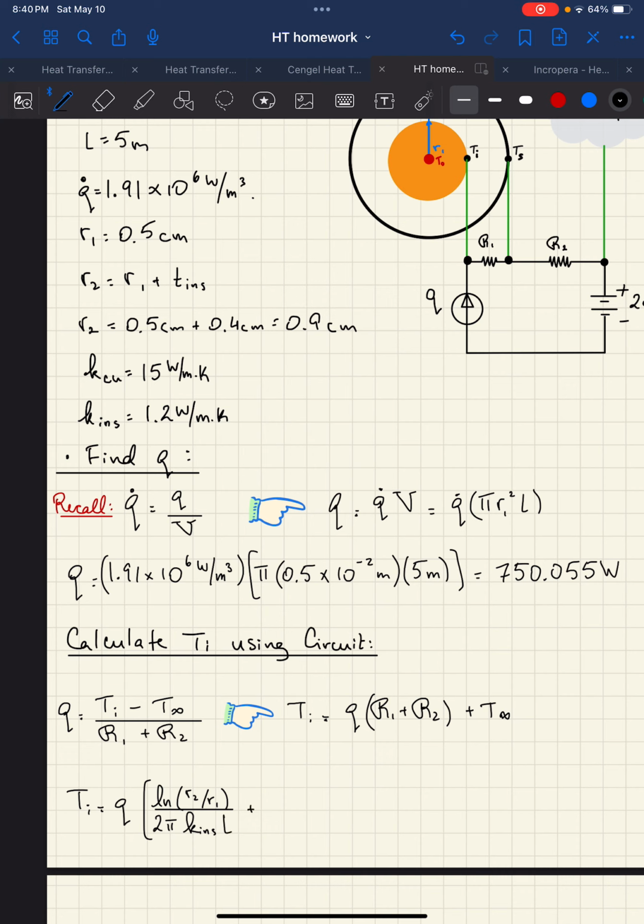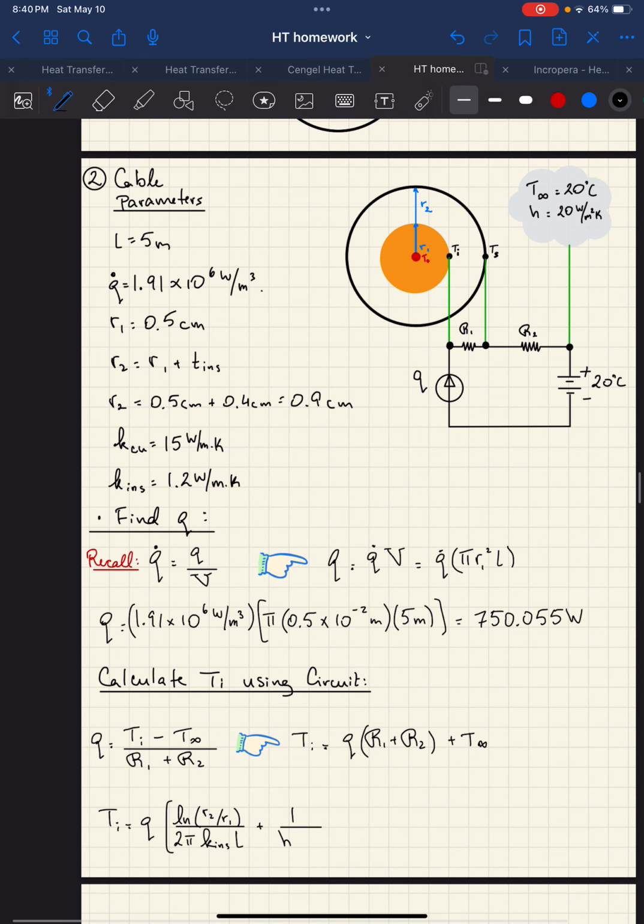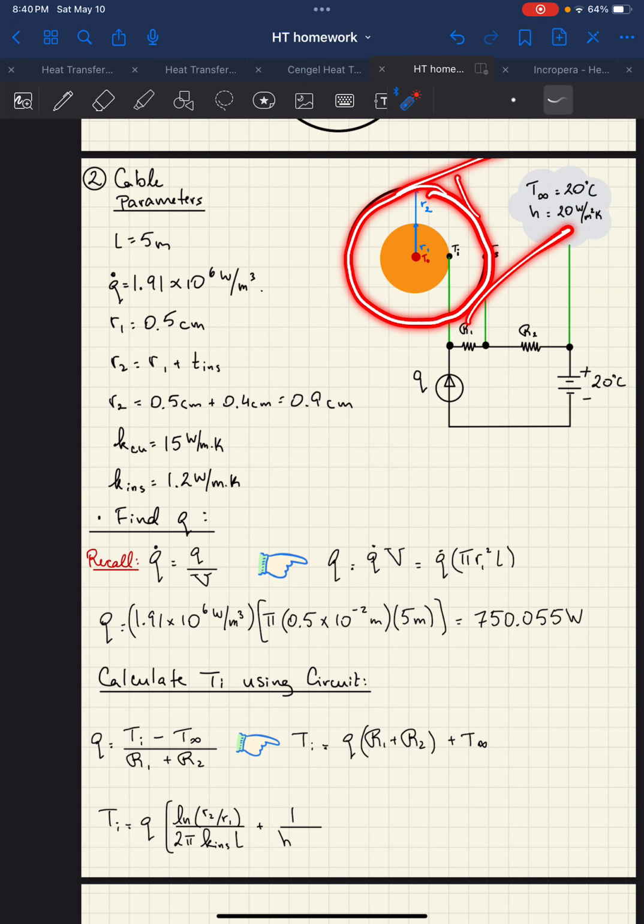R2 is basically your convection thermal resistance, except now that h is holding both the convection and radiation together. So it's still going to be 1 over hA, like this. Now A is the surface area that corresponds to convection and radiation. So that surface area is basically the surface area of the cable, right?